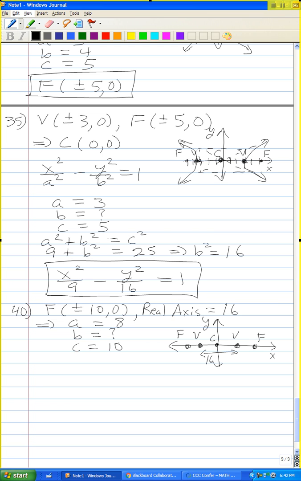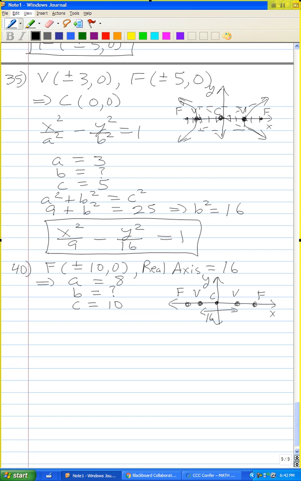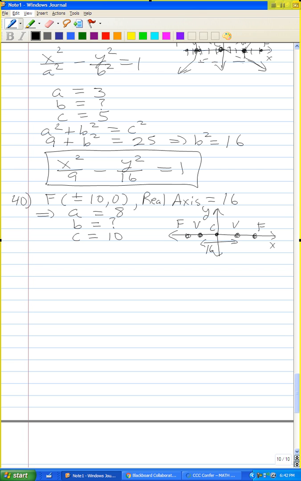And so, this is the same problem as above. Let's use the fact that a squared plus b squared equals c squared, Pythagorean theorem. And so 8 squared plus b squared equals c squared. Subtract 64 from both sides. So b squared is 36.